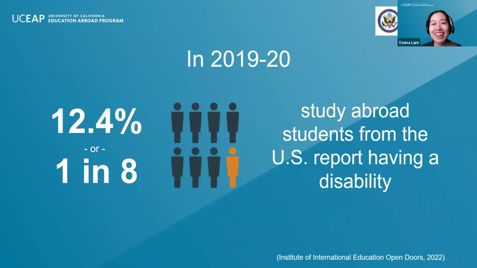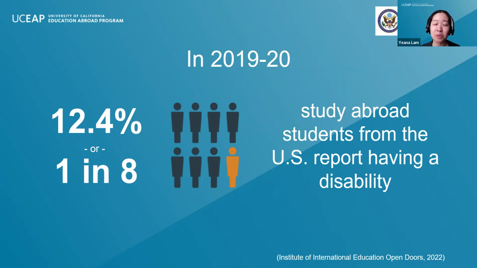All right. Hi, Yana here. Some data is always helpful for context. So in 2019-20, students with disabilities represented 1 in 8 students who studied abroad. And while the largest proportion of students with disabilities going abroad are students with a mental or psychological disability, as well as students with learning disabilities, there's really a range of disability types represented in the data.